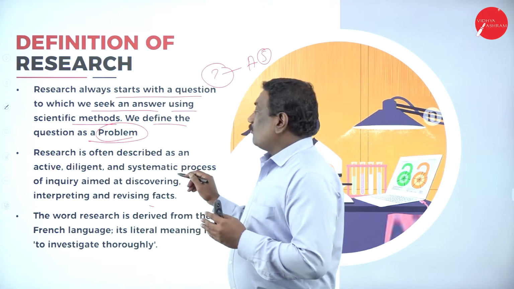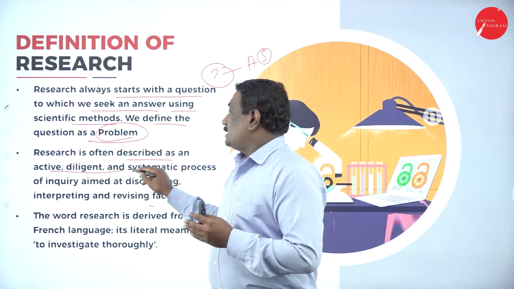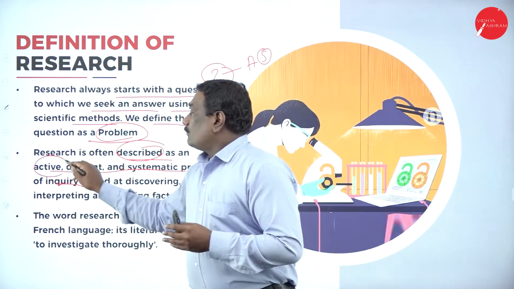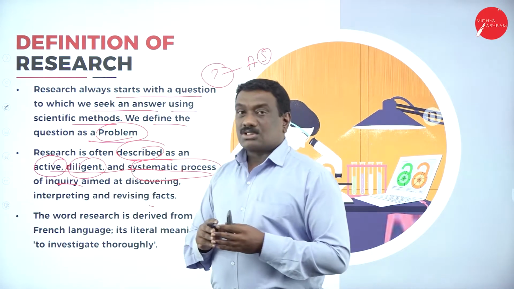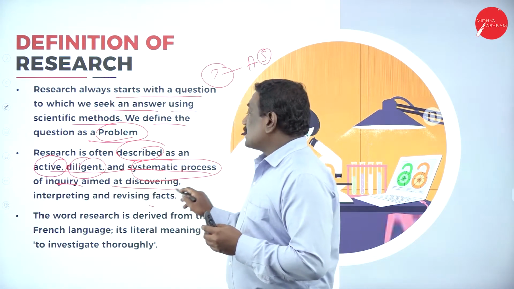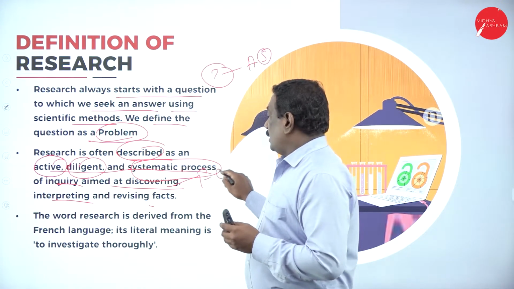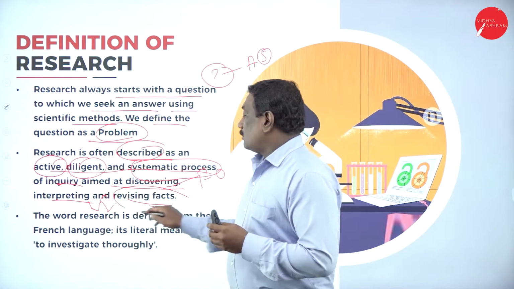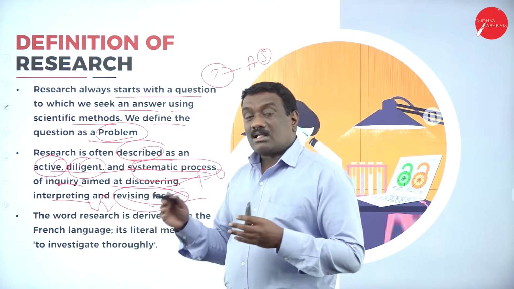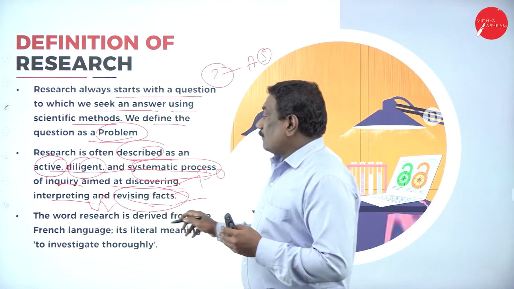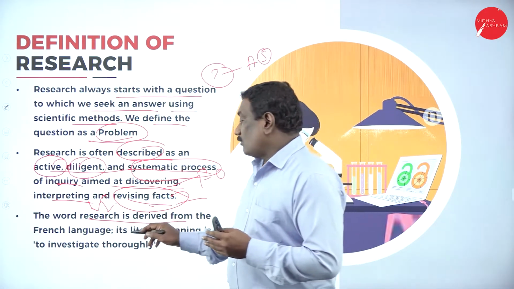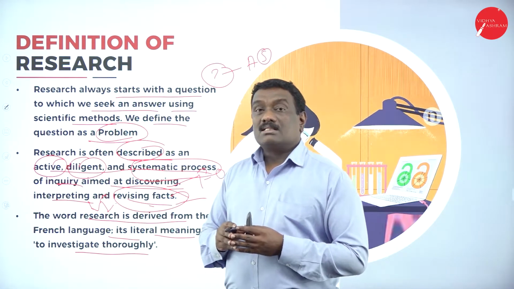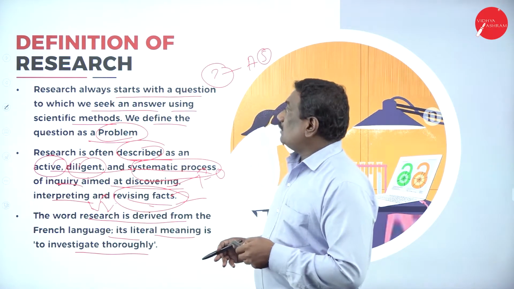Now, research is often described as an active, diligent and systematic process of inquiry. So research is often described as active, diligent as well as a systematic process of inquiry, and it is aimed at what? Discovering, that is finding out, and interpreting information, and revising the facts. They will come to know or revise whatever facts were known earlier. The word research is derived from the French word, literally meaning investigation thoroughly. So investigating thoroughly, that is the literal meaning according to the French word or language.